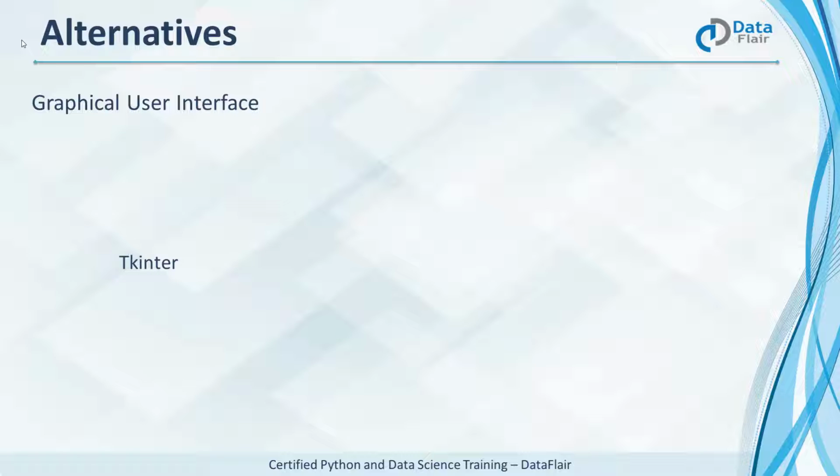Tkinter. This is an interface to the Tk GUI toolkit which ships with Python. PyQt is a Python binding of the cross-platform GUI toolkit Qt. This is implemented as a plugin for Python. And WXPython is a wrapper for WX Widgets, which is a cross-platform GUI API for Python.